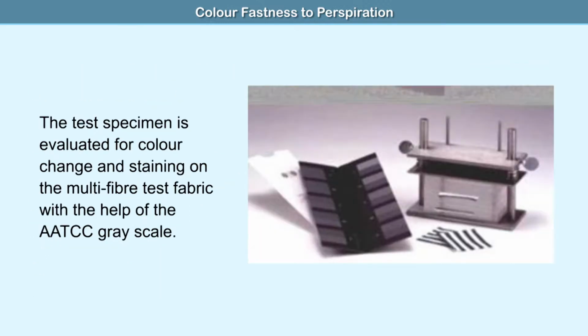Colorfastness to perspiration. Test specimen is evaluated for color change and staining on the multi-fiber test fabric with the help of the AATCC grayscale.